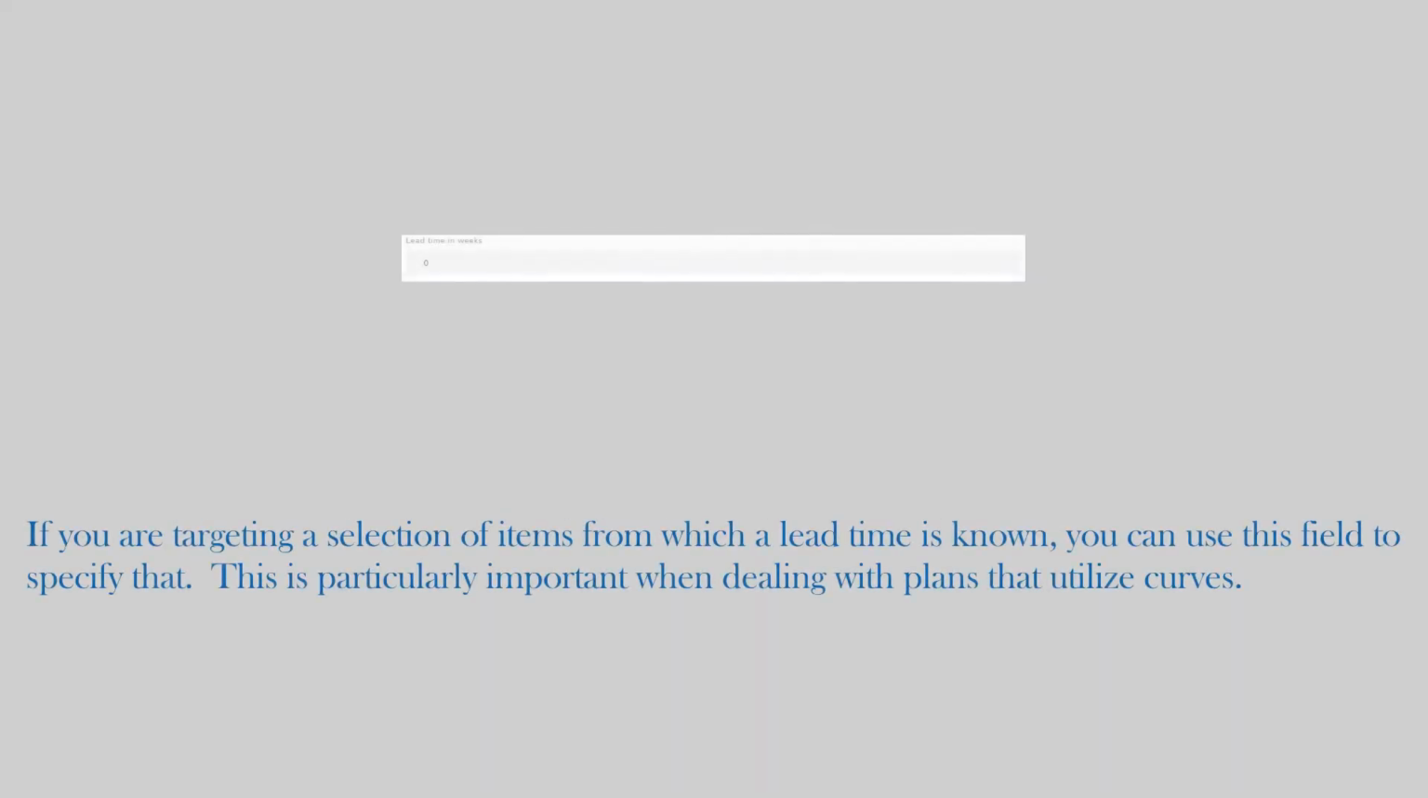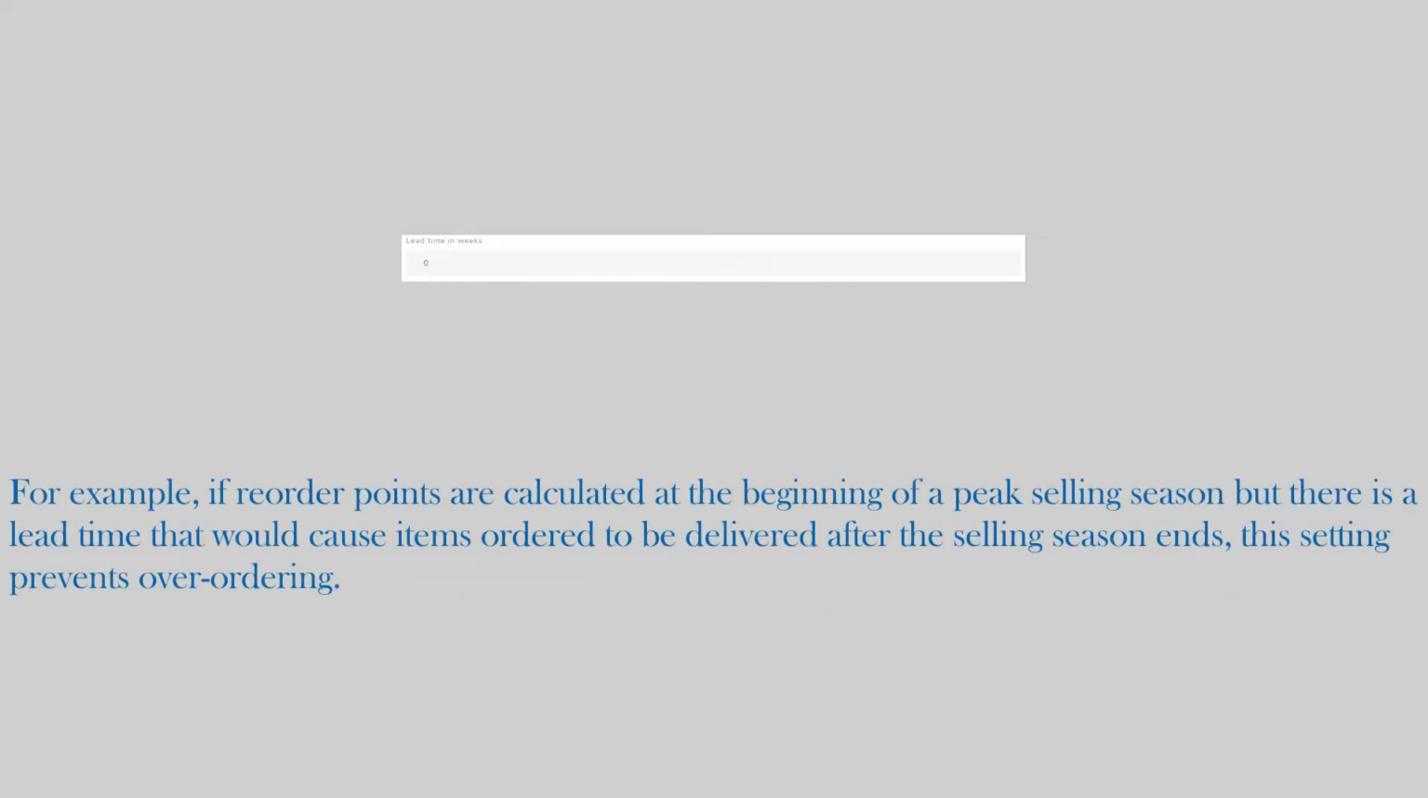Lead time in weeks. If you are targeting a selection of items from which a lead time is known, you can use this field to specify that. This is particularly important when dealing with plans that utilize curves. For example, if reorder points are calculated at the beginning of a peak selling season, but there is a lead time that would cause item ordering to be delivered after the selling season ends, this setting prevents over-ordering.